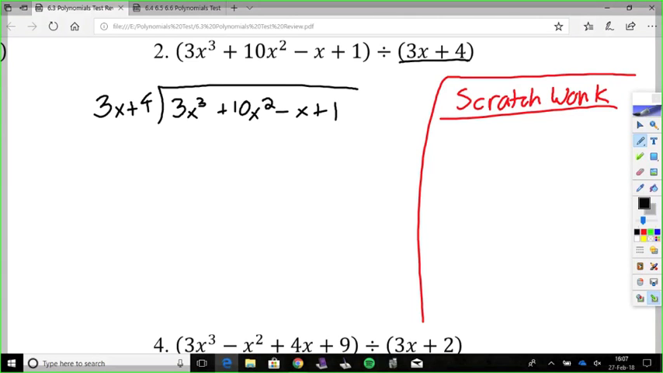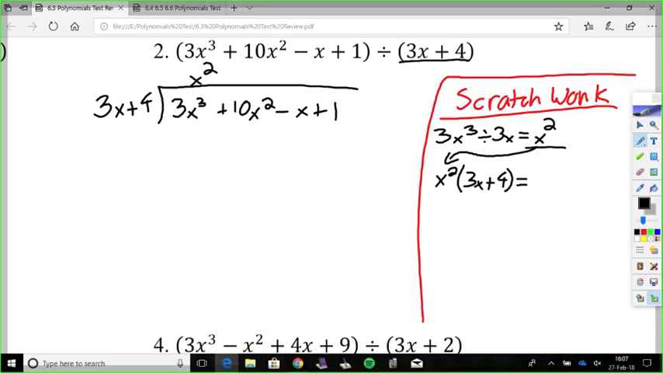Step 1 is divide. You always divide the first term on the inside, which in this case is 3x to the third, and divide it by the first term on the outside, which is 3x. And when you do that, we're going to get x squared. And that x squared goes on top of the problem. Up here, it's going to be part of my answer. But I also need to use it for step 2. I'm going to take this x squared, I'm going to multiply it to the polynomial out front, which in this case is 3x plus 4.